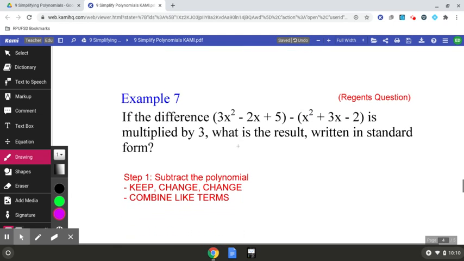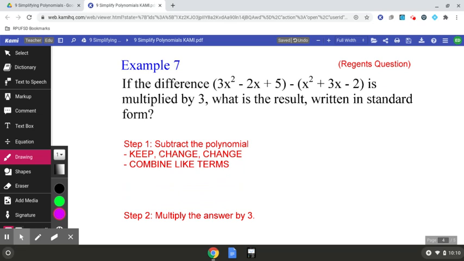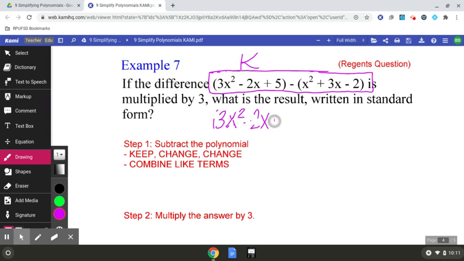All right, so this one actually involves a little bit more. This one, I did give you steps for. It says subtract the polynomial first, by doing keep, change, and combine like terms. So we are first going to find the difference with subtraction of these two here. We have to do keep, meaning we're going to keep that whole first parenthesis the same.